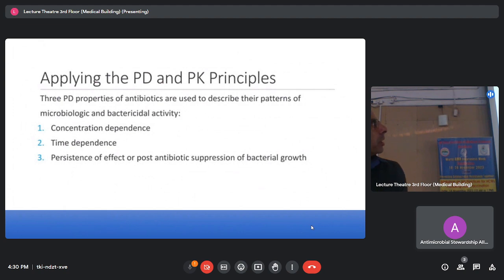Now, there are three pharmacodynamic properties that we have already discussed: concentration dependent killing, time dependent killing, and then comes the issue of post-antibiotic effect. Do we need the antibiotic to be present always in the body to have that? Now, we discussed something about protein binding and the high tissue distribution.